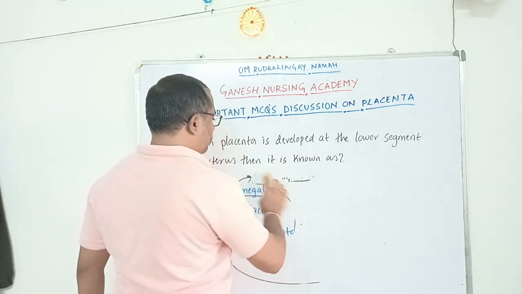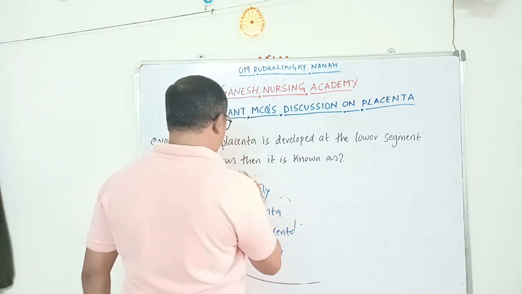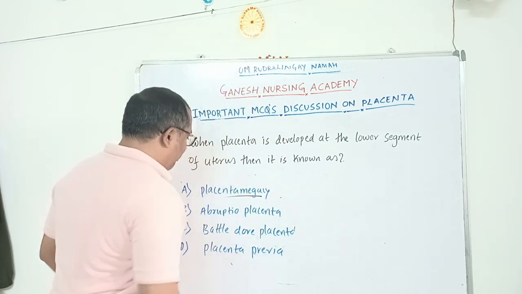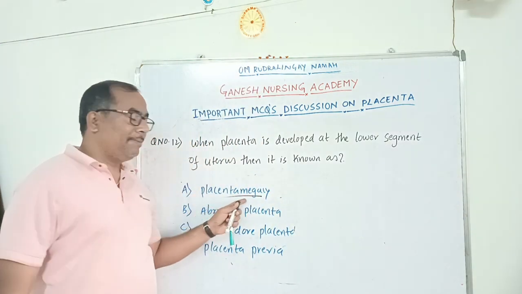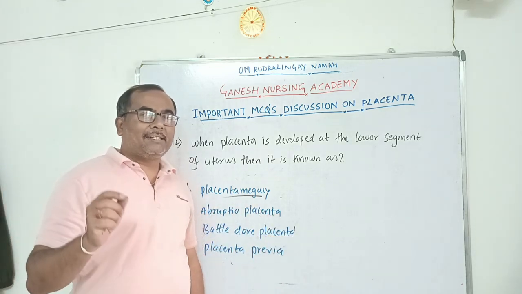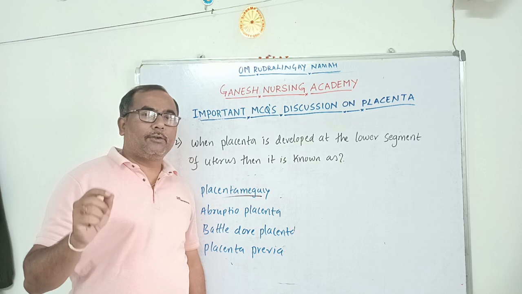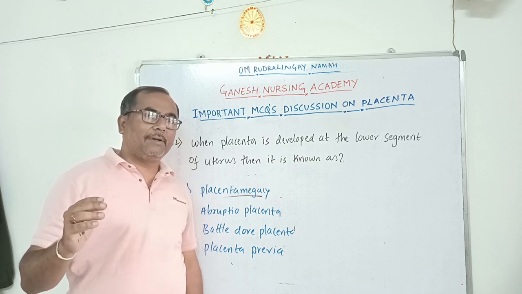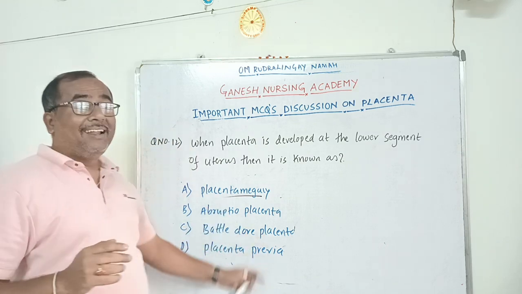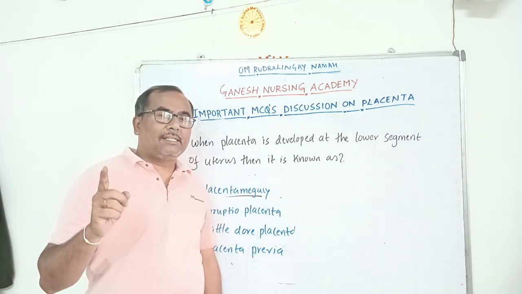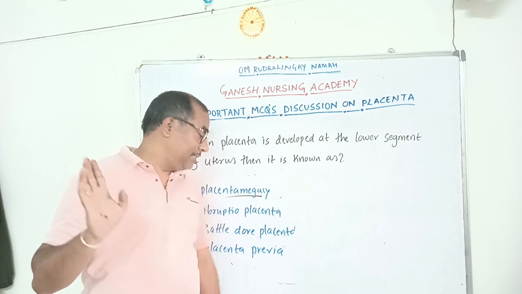Now, all of you have understood what placenta megali and placenta previa are. Placenta megali means the thickness of placenta is more than 4 centimeter, while normal placental thickness is 2.5 to 4 centimeter. It is seen in conditions like twin pregnancy, mother with diabetes mellitus, and Rh negative pregnancy.